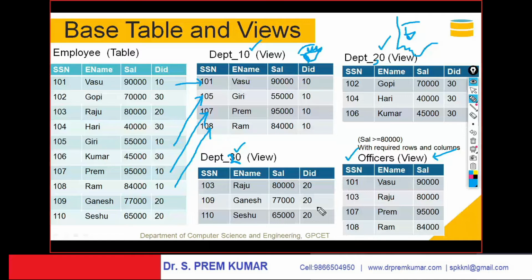You can do horizontal as well as vertical fragmentation. In the sense, horizontal fragmentation means required rows. Vertical fragmentation means required columns.